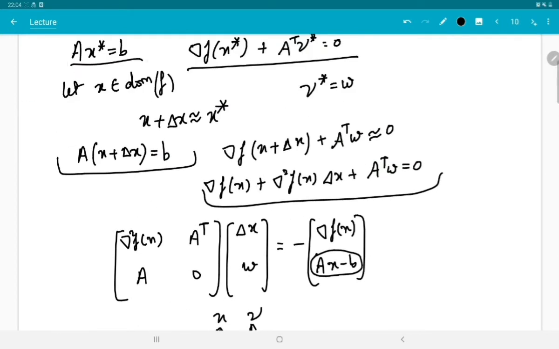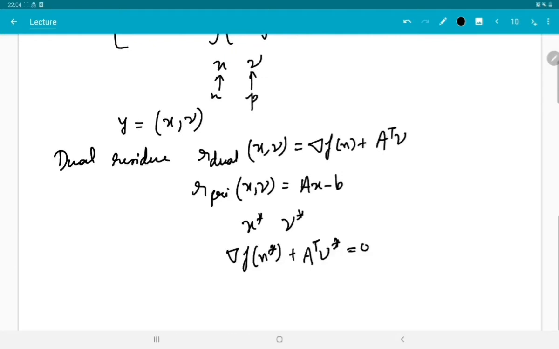And the second one is because Ax star equals b. If Ax star equals b, then this is 0. So the primal residue is 0 when we reach optimal. In fact, the primal residue is 0 for all x which are feasible, not only optimal.